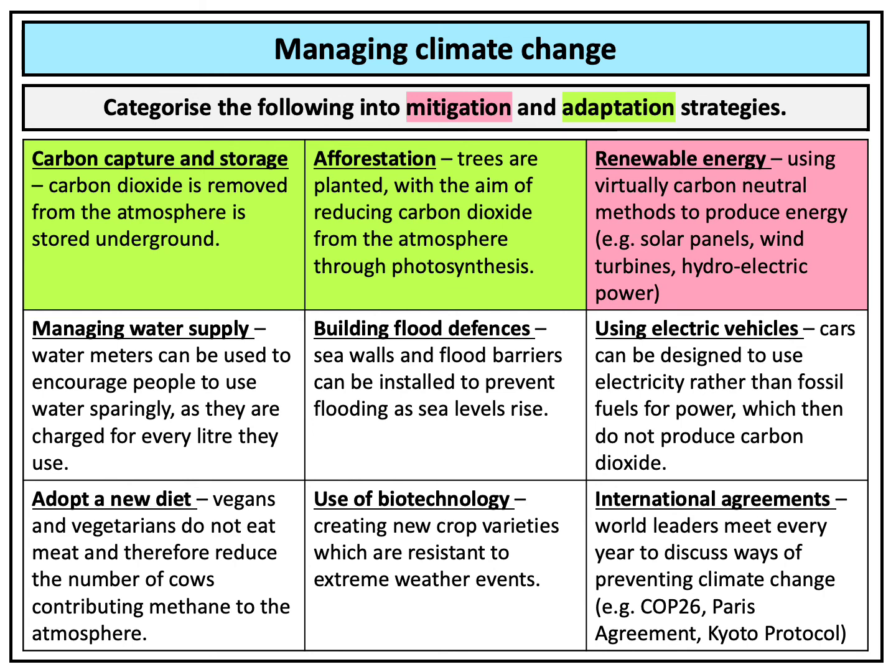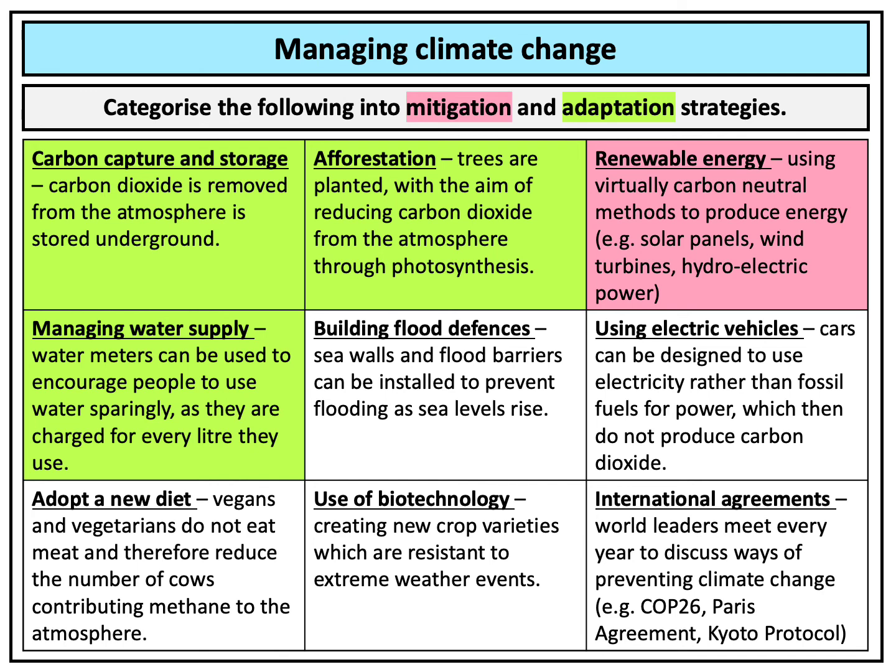Next one is managing water supply. So water meters can be used to encourage people to use water sparingly as they are charged for every litre they use. So it's an adaptation strategy. People will just be mindful of the amount of water that they are using.